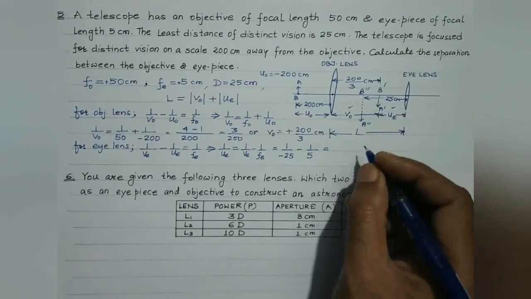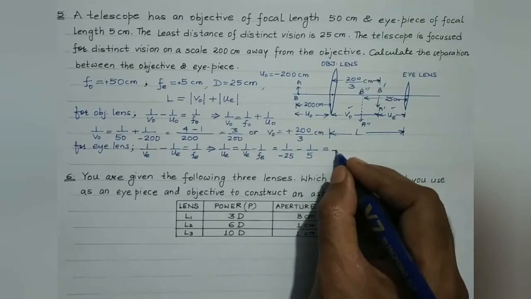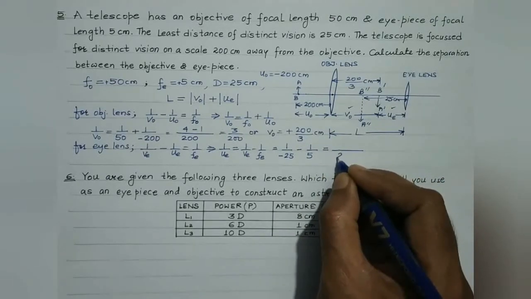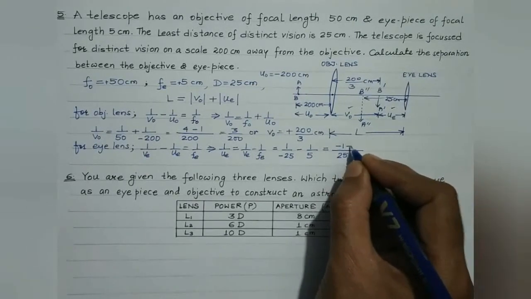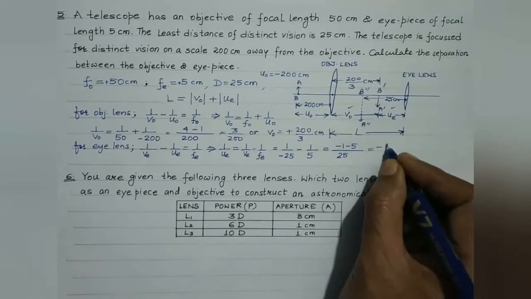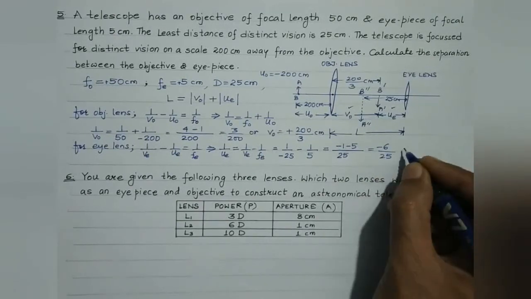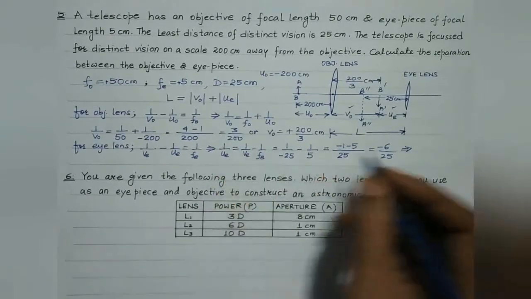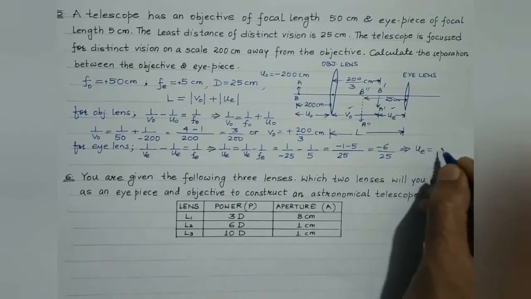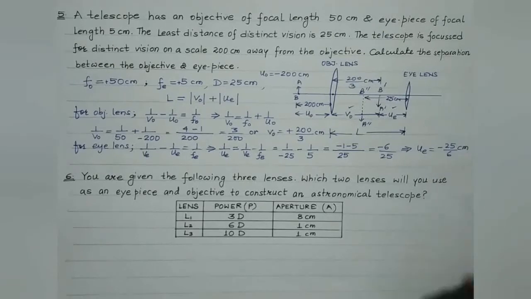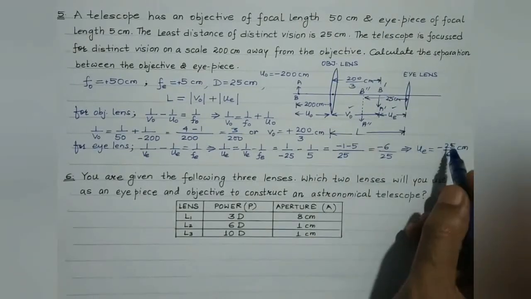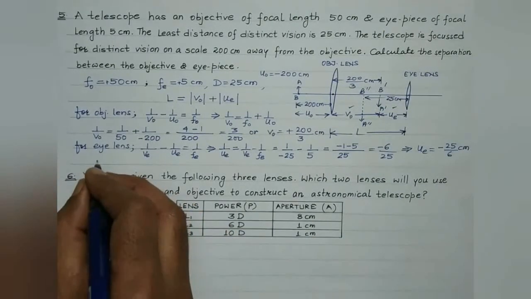So let's solve it. So what we get is 25 as the LCM. So here we get minus 1, minus 5, so minus 6 by 25, which implies that UE is minus 25 by 6 centimeter. So this distance is calculated. It is minus 25 by 6.